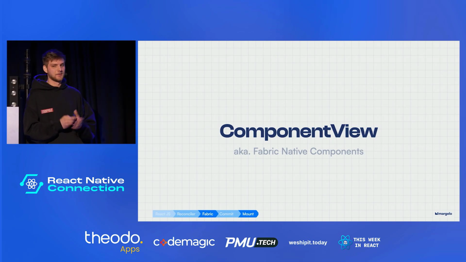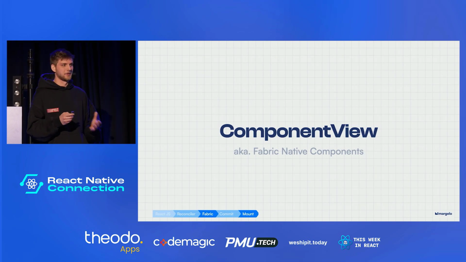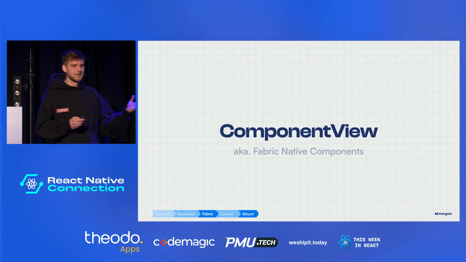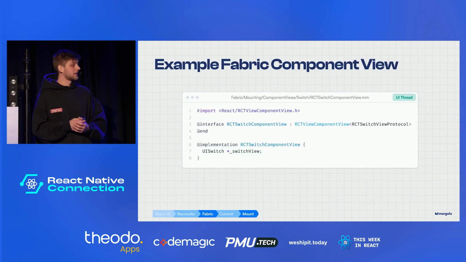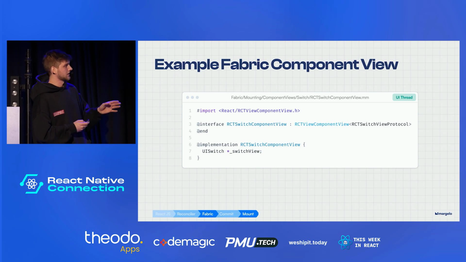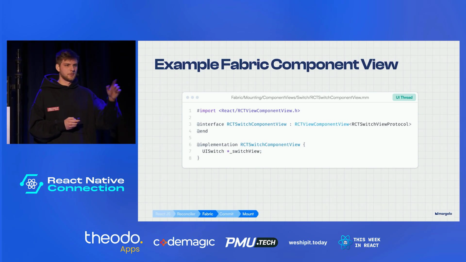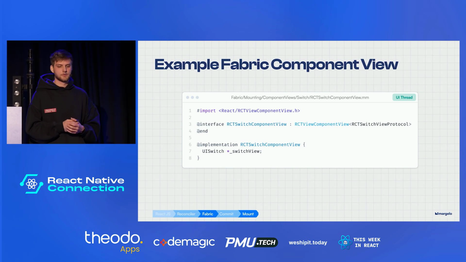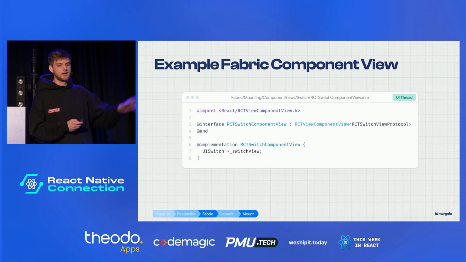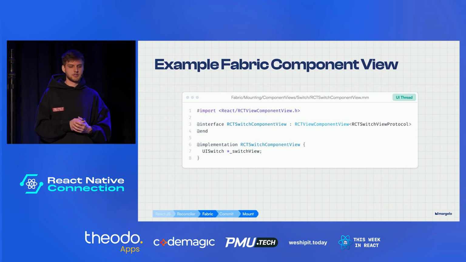Component views are basically the Fabric native components. There are different ways to describe them. Component views are used all over in the native code, so I'm going to stick with that. And here's an example implementation of a native component. This is the switch component, the toggle thing that we have in React. And we can see that it inherits from something called view component view. And this is the base view implementation.